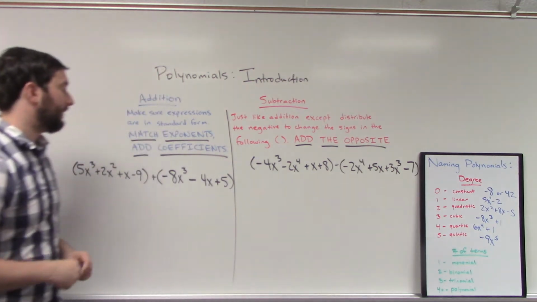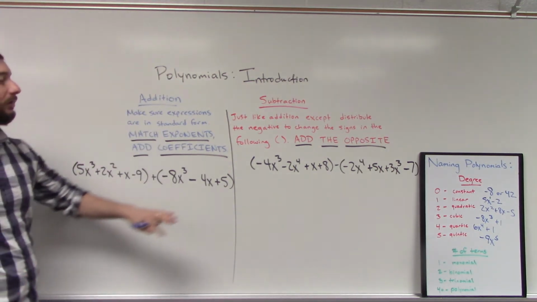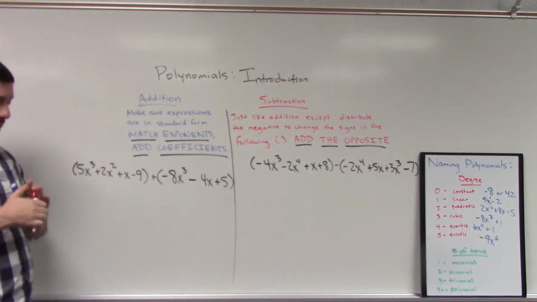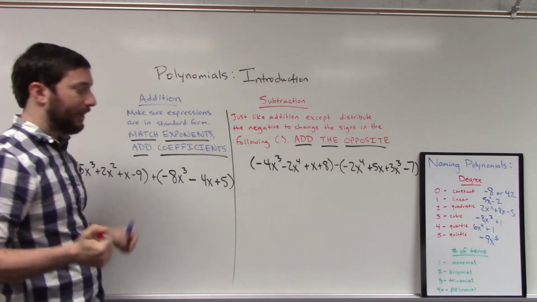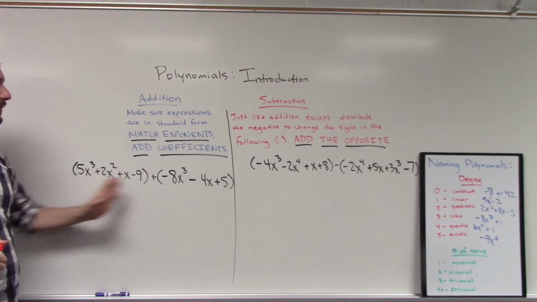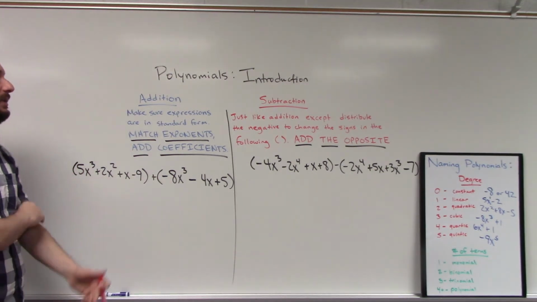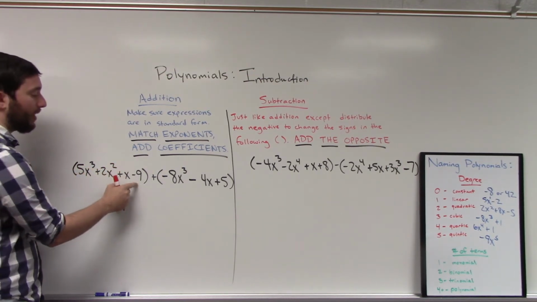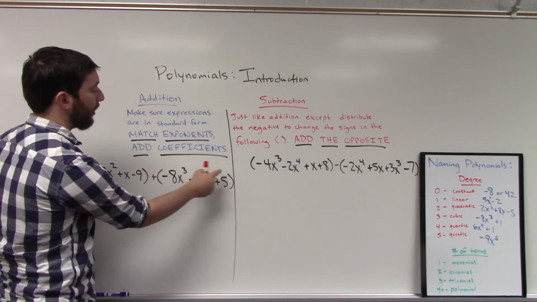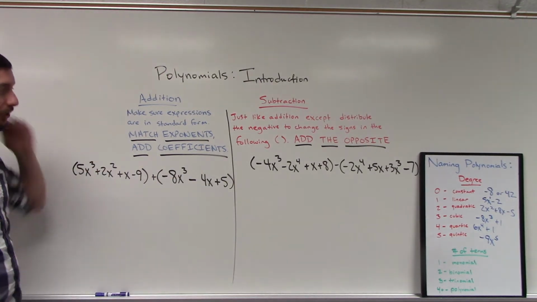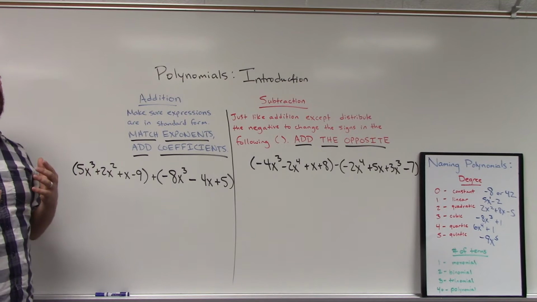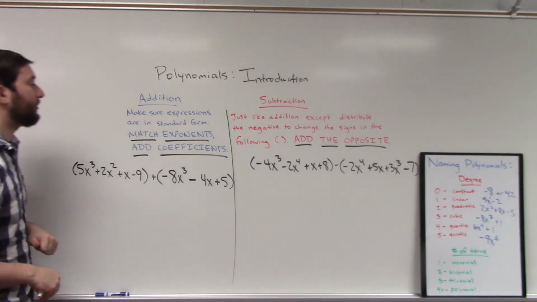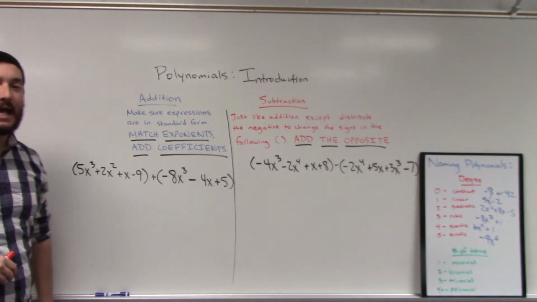So I have an example of addition over here, subtraction over here. And for addition problems, we'll have two main things to think about. Number one, we need to make sure our expression's written in standard form again. That means highest to lowest exponent. 3, 2, invisible 1, 0. 3, 1, 0. Okay, they're written in order. That's good. Then what we're going to need to do is to combine like terms. That's step 2. How do we do that? Well, what we're going to do is we're going to match exponents and add our coefficients.